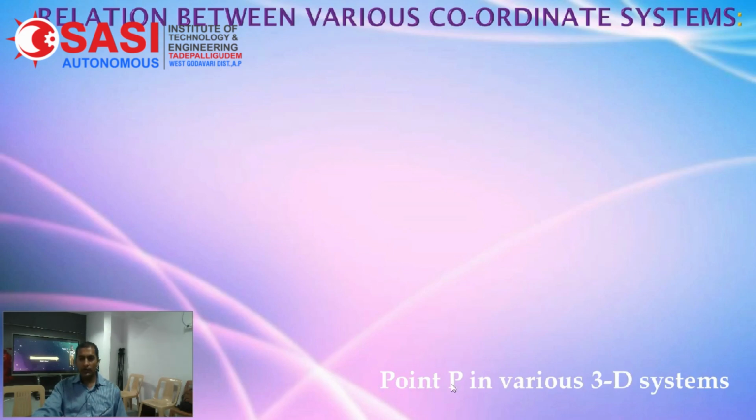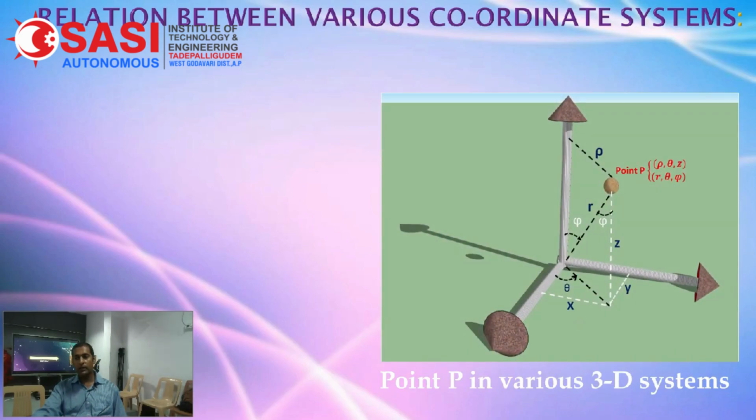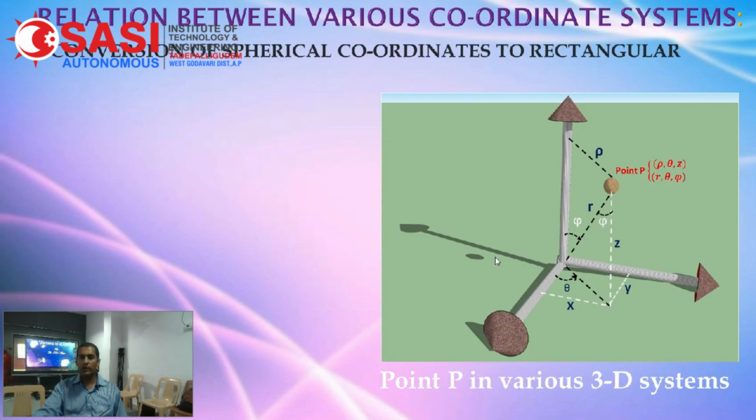So we have also seen how to define point P in various 3D systems, that is nothing but the coordinate systems. Here we can see one highly projected animated 3D axis where point P is defined, and we can see various parameters. r is the radius, z is the height, this rho is the distance from the z axis, theta is the horizontal angle, phi is the vertical angle. So we have to find out what the different conversion methods are between different coordinate systems.